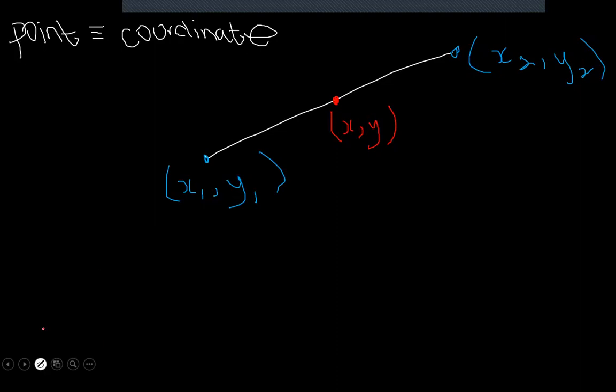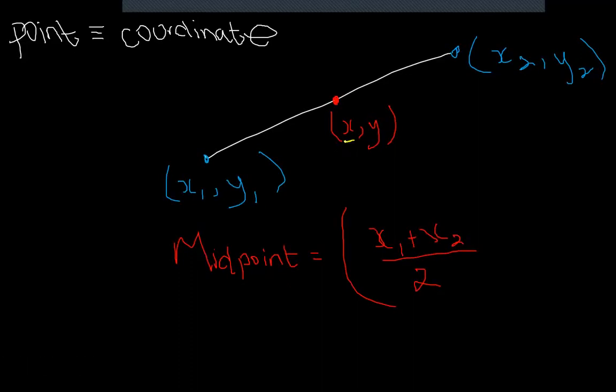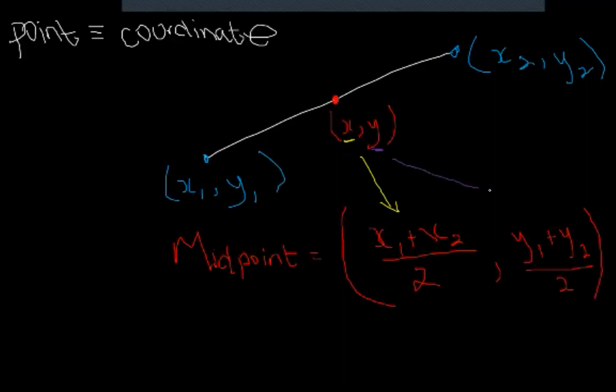If they want the midpoint, this is the formula you have to use. So midpoint is equal to (x1 plus x2) divided by 2. This would be my x value, comma, (y1 plus y2) divided by 2, close brackets, and this would be my y value of the coordinate.